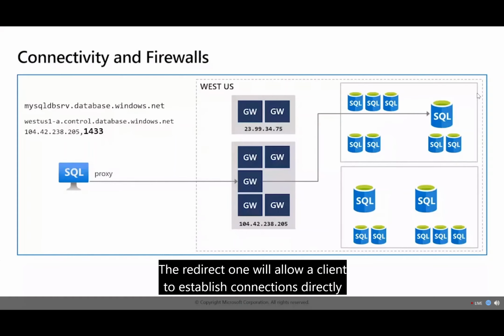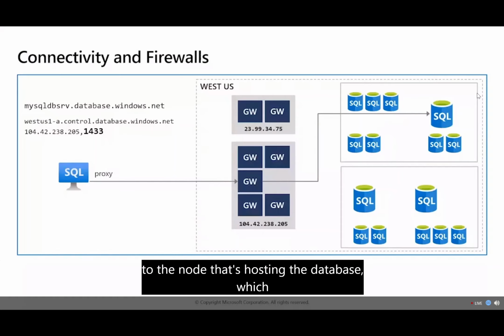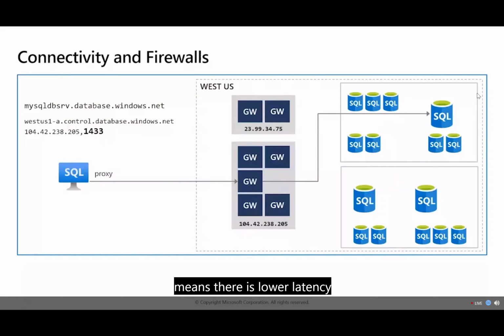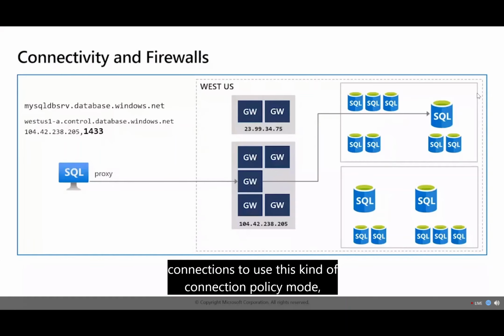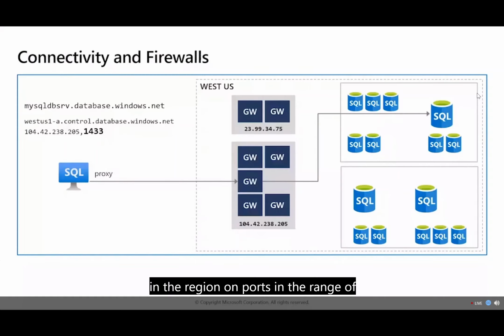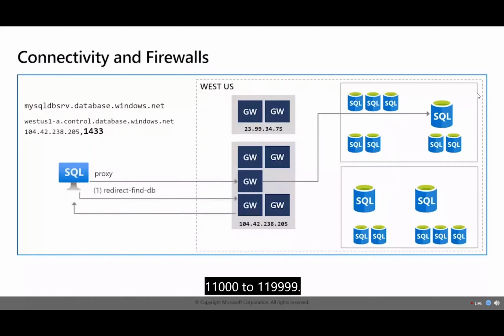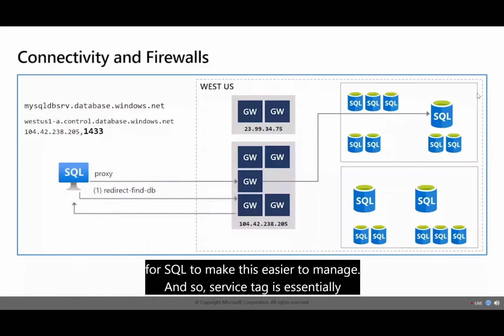The redirect one will allow a client to establish connections directly to the node that's hosting the database, which means there is lower latency and higher throughput. Now, for connections to use this kind of connection policy mode, the client needs to allow outbound communication from the client to all Azure SQL IP addresses in the region on ports in the range of 11000 to 11999. We can also use service tags for SQL to make this easier to manage.